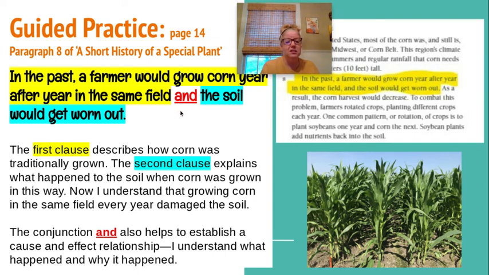So in this sentence, the coordinating conjunction and also helps to establish a cause and effect relationship. I understand what happened and why. So the soil got worn out. That's the effect. And the cause is that farmers were planting corn in the same spot year after year after year.